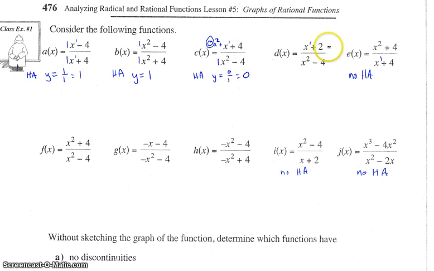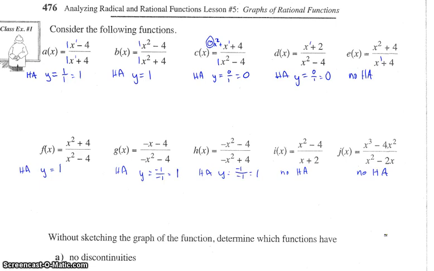Why don't you guys run through and do the horizontal asymptotes for all of the rest of the ones, and then we'll check back and see if we have the same answer. Pause your video, please. Okay, check it and make sure you have the same answer that I do.